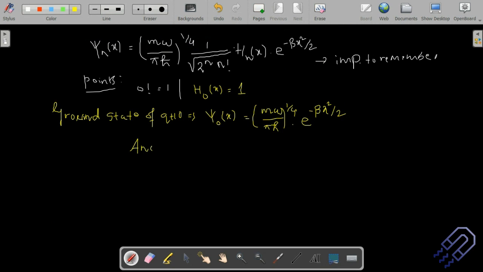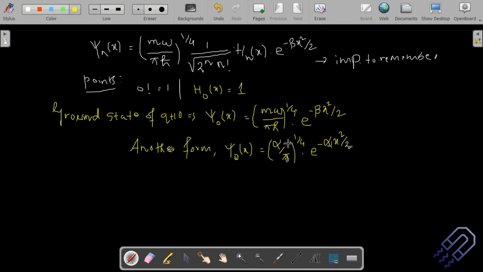So let me write it down as another form. Just change your variables. That's it. So that whichever text or anything you follow, you are not confused here. Psi naught x can also be written as (alpha divided by pi) to the power 1 by 4, e to the power minus alpha x square by 2. This is a simplified form which you can actually remember. More easy to remember this.